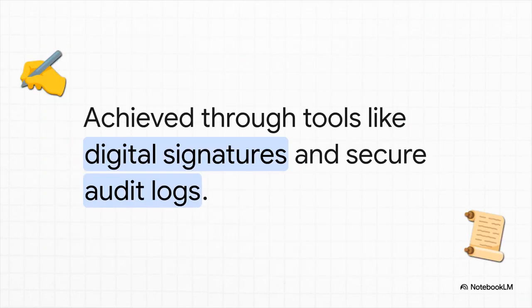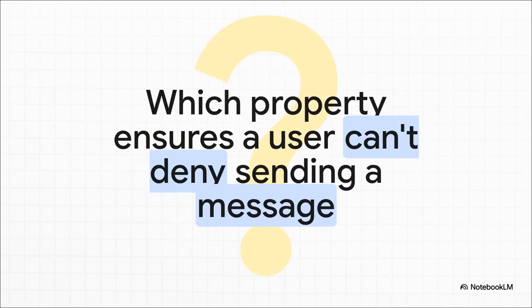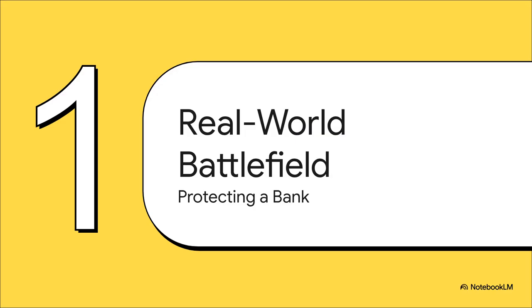So how do we actually pull this off? It's done with tools like digital signatures, which are like a unique, unforgeable seal of your identity, and also through secure audit logs, which create a permanent, tamper-proof record of everything important that happens on a system. So when we ask which property makes sure a user can't just deny they sent a message, well, that is exactly what non-repudiation is for. It provides that proof.